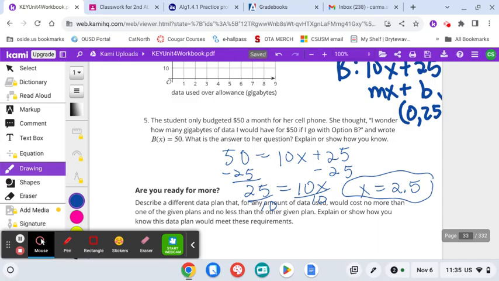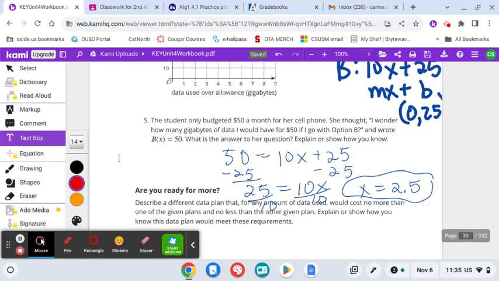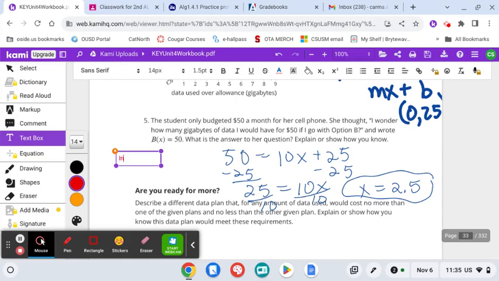Make sure to explain or show that answer in a full sentence. In order to keep my budget of $50, that would allow me to use 2.5 gigs.